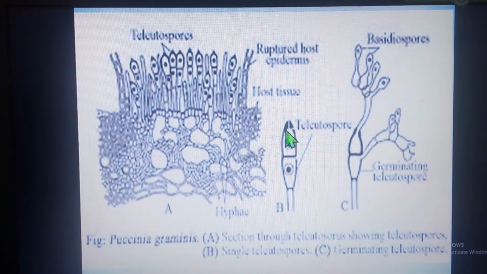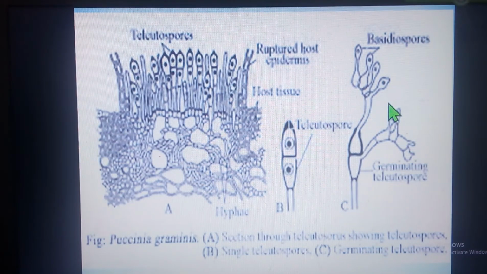Upon germination, the germ tube will emerge, or exit, from these germ pores. Now both the nuclei, because there are two nuclei in each cell, both these nuclei will fuse together and form a diploid nucleus. Now this is a diploid nucleus.